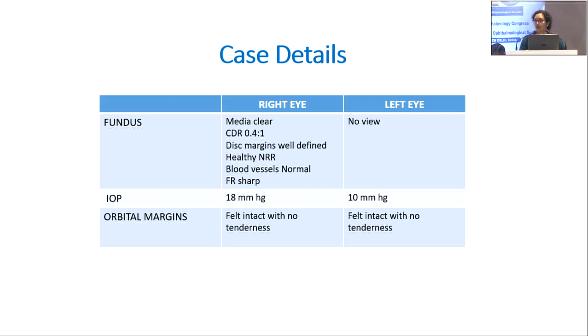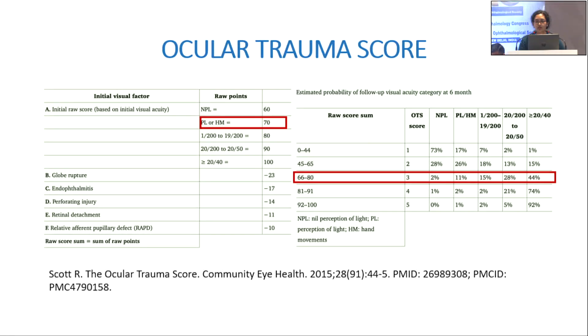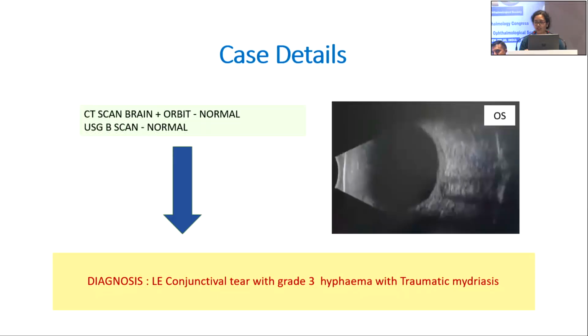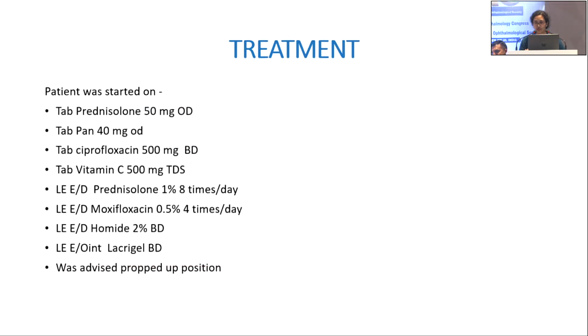We could not get any view of the fundus because of the hyphema, and IOP was borderline low, that is 10 mmHg as compared to 18 mmHg in the right eye, and the cause for low IOP was presumed to be due to ciliary shutdown. According to the ocular trauma score, our case has a score of 3. A CT scan and USG B scan were done, which were within normal limits. So a diagnosis of left eye conjunctival tear with grade 3 hyphema and traumatic mydriasis was made, and the patient was started on oral steroids, antacid, antibiotic, vitamin C, and topical steroid, antibiotic, cycloplegic. He was advised propped up position.